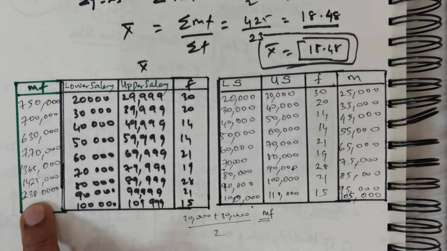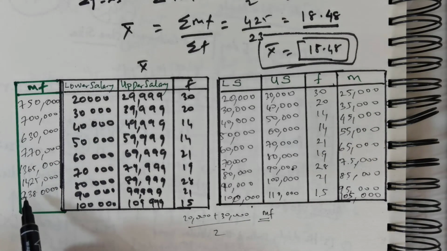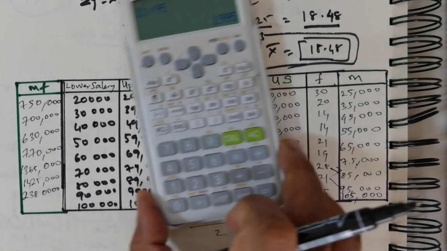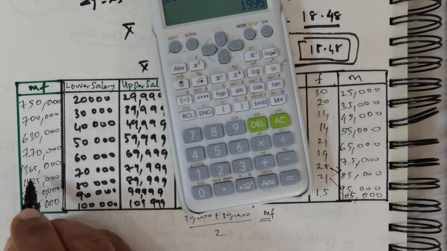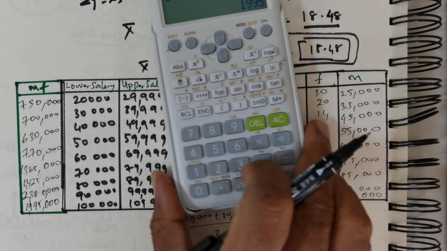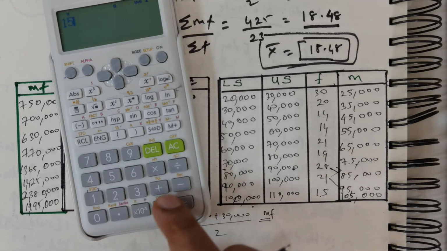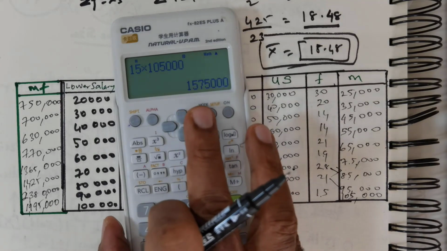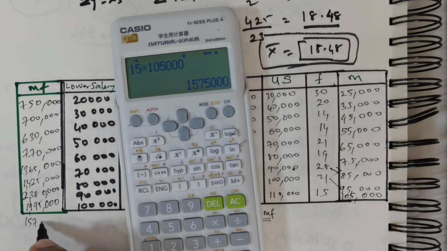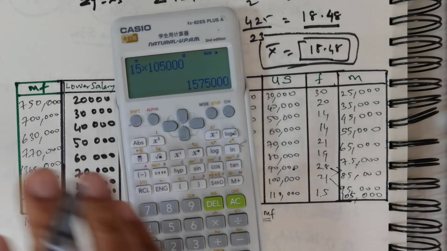So now what we can do is we can just, as I mentioned to you, multiply M into F. And one more entry, 15 into 105. This is the value 1575. I'm going to place that 1575000. Okay, so this is my MF.